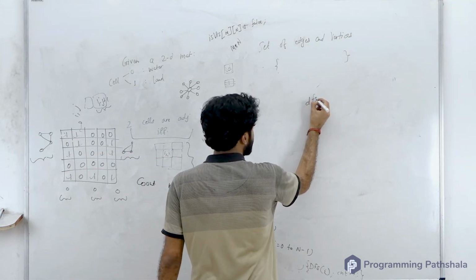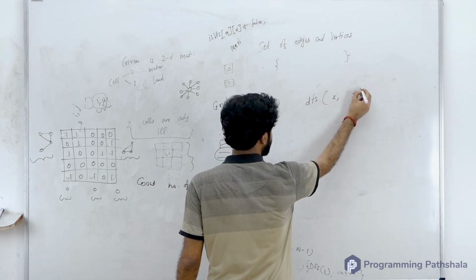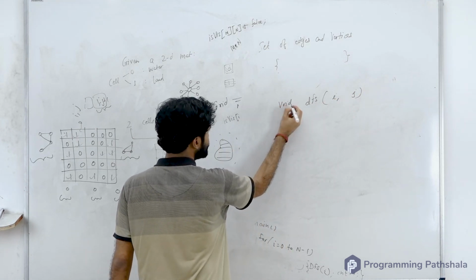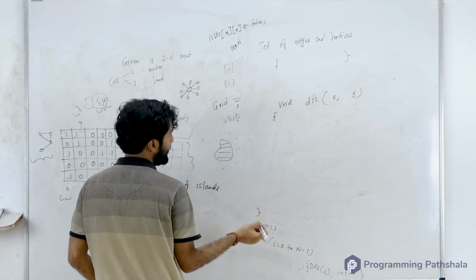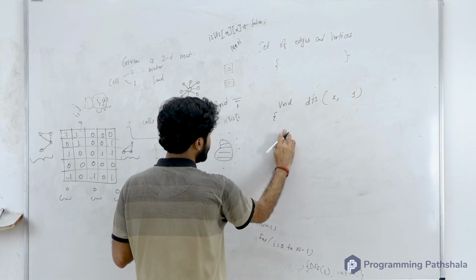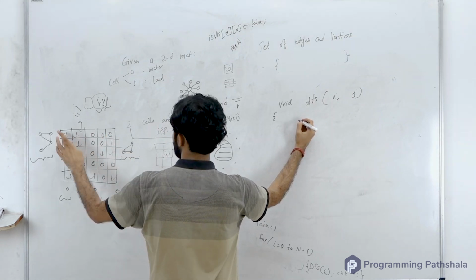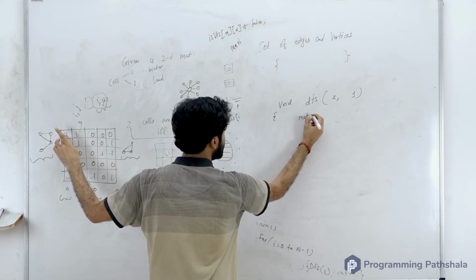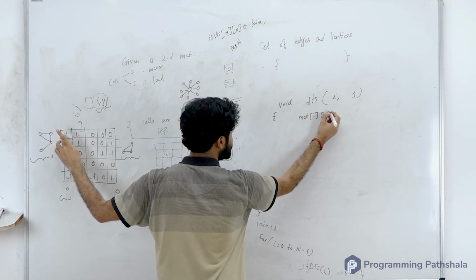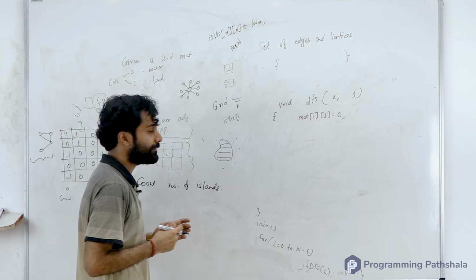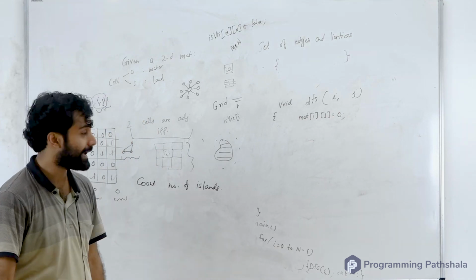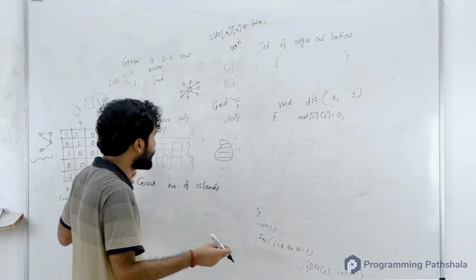So you have a DFS function that takes i and j, and this is a void. Okay, and what is the first thing that you do? Whenever you are at a particular cell ij, you change matrix of ij to 0. Changing this to 0 ensures that you will not visit it again. And then you are going to check every neighbor.